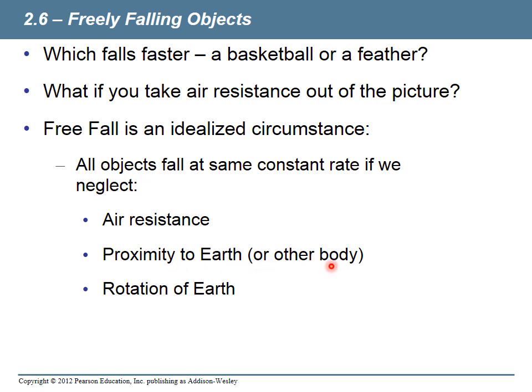The proximity to Earth, we'll get into this in chapter 6, but how close the objects are to Earth actually affects how quickly they accelerate towards Earth, and the rotation of the Earth also comes into effect. But free fall is an idealized circumstance in which we neglect all of these, so the takeaway is that in free fall, all objects will fall at the same constant rate. We'll be making this assumption all throughout chapters 2 and 3.